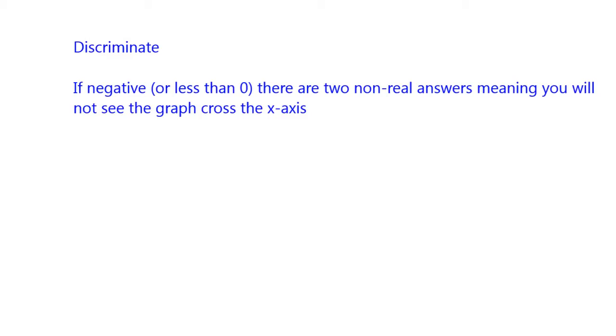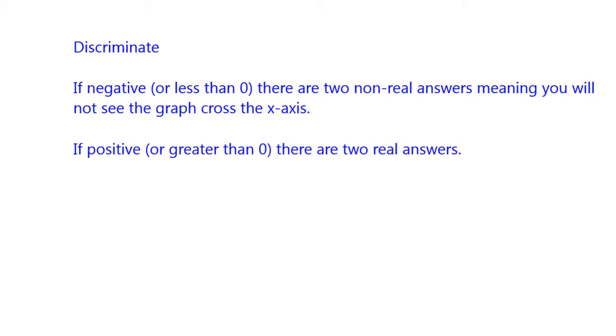Depending on the discriminant, three things could happen. If the discriminant is negative or less than 0, there are two non-real answers. This means you will not see the graph cross the x-axis.